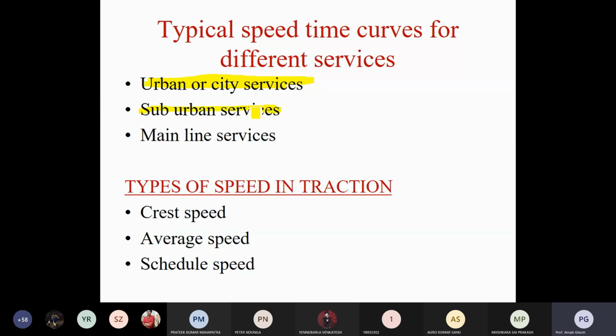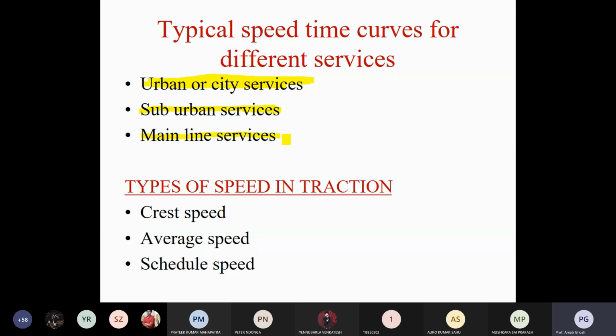Suburban service is more than 10 kilometers but less than 15 kilometers, like where the MEMUs are normally moving. Then mainline service, where it is more than 100 kilometers. Sometimes we travel by train to Rourkela, where one station is Chakradharpur, then Rourkela, and the distance between the two stations is more than 100 kilometers. Rourkela to Jharsuguda is 100 to 110 kilometers, like that.